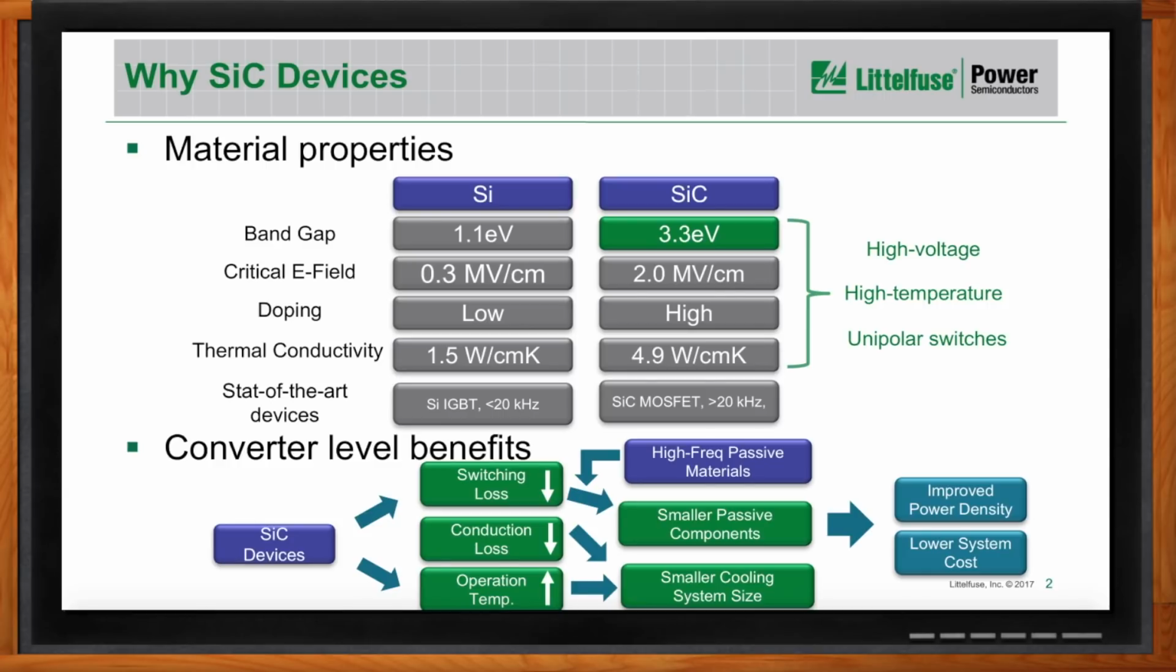By having lower conduction loss and switching loss, we can reduce the size of the heatsink. And also with the lower switching loss, it helps us to be able to increase our switching frequency, which can dramatically reduce the size of all the inductors and capacitors.